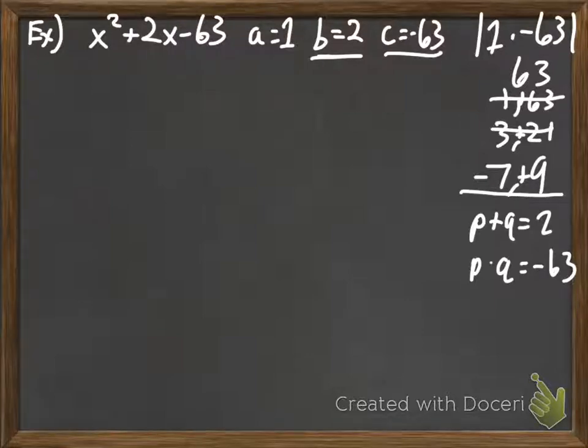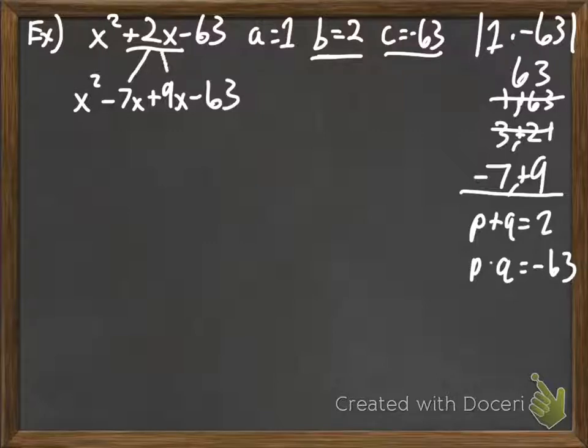We're going to take these and put them in place of this. So this is going to turn into a negative 7x plus a 9x. And then we're just going to drop in the a part and the c part around it. Now it looks like that first example we did. We have our 4 terms. We're going to split our 4 terms in half.